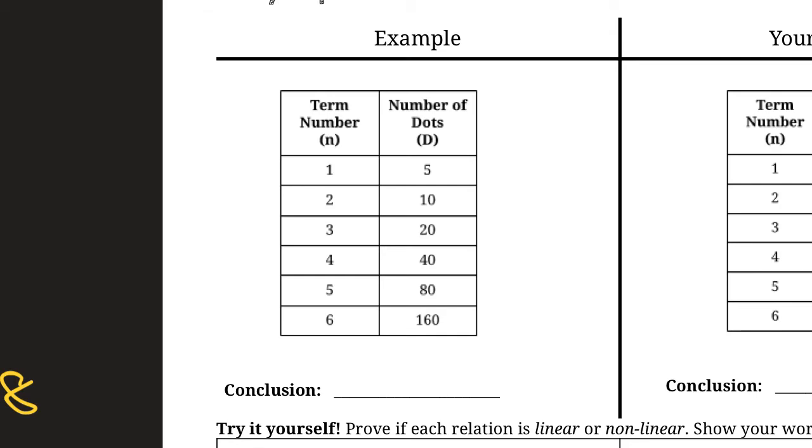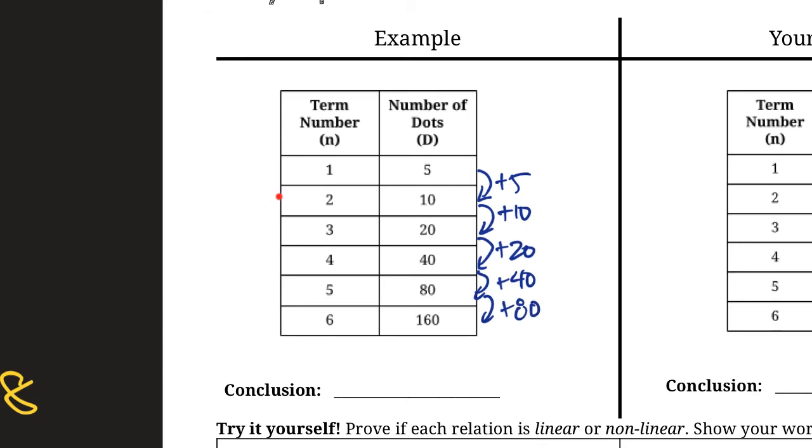You can't see the pattern, but let's pretend I've created this table for this pattern. Is this a linear pattern? Well, in order to check if it's a linear pattern, I'm going to see what it goes up by each time. So the number of dots from term 1 to 2 goes up by 5. From 2 to 3, it goes from 10 to 20. That goes up by 10. Then from 20 to 40, it goes up by 20. 40 to 80 goes up by 40. 80 to 160, ooh, that goes up by 80.